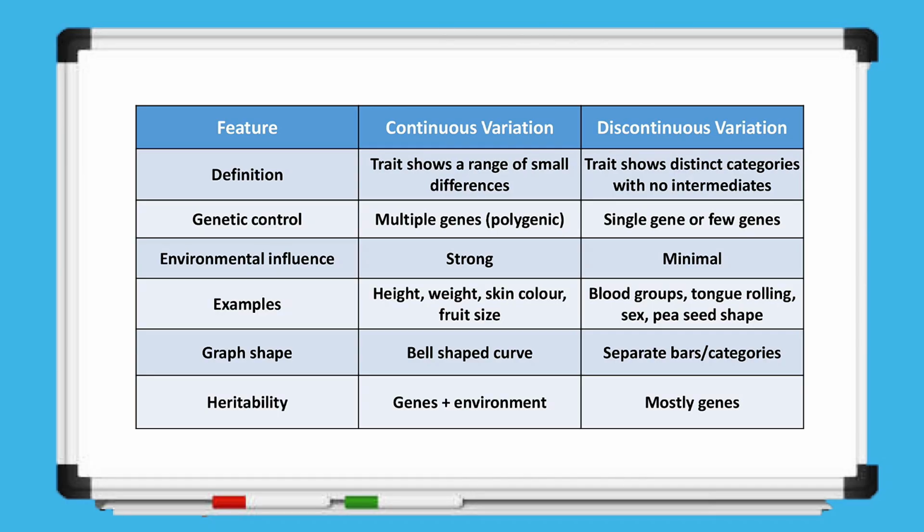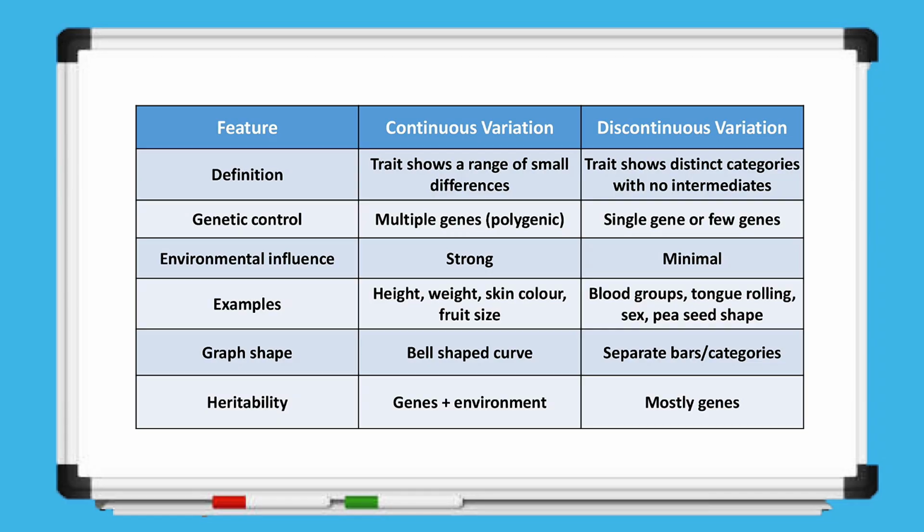Discontinuous variation, on the other hand, is usually controlled by a single gene or a small number of genes. Environmental influence is strong in continuous variation, meaning the environment plays an important role along with genes. In discontinuous variation, environmental influence is minimal, and traits are mostly determined by genes. For examples, continuous variation includes traits such as height, weight, skin color, and fruit size. Discontinuous variation includes blood groups, tongue rolling ability, biological sex, and pea seed shape.